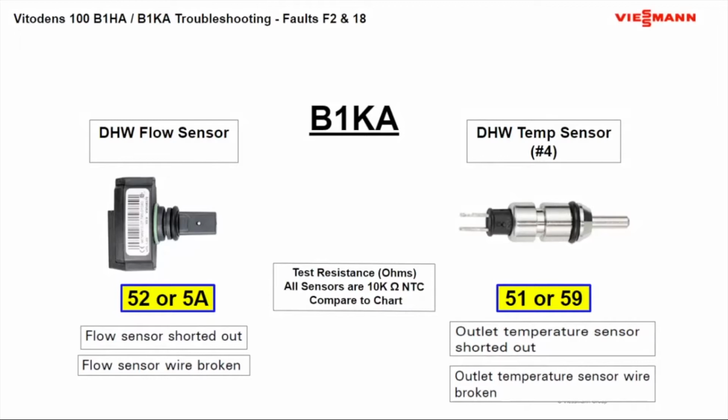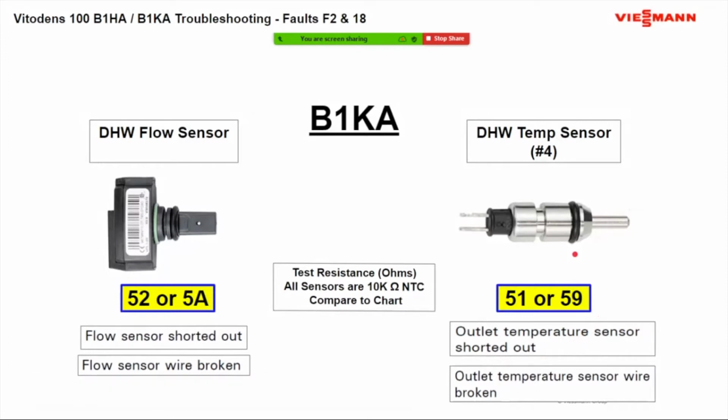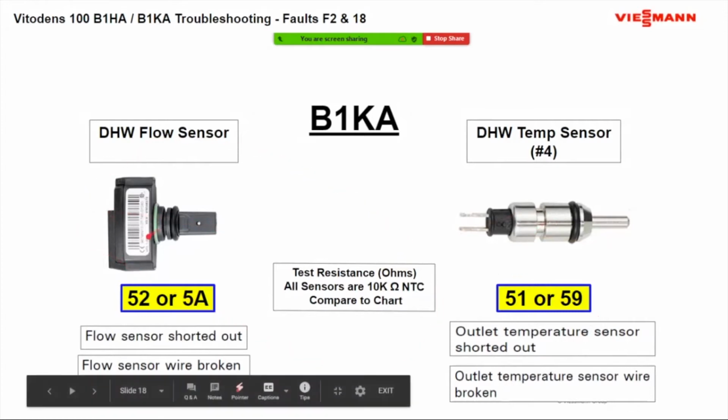On your KA model, you have either a flow sensor or your outlet sensor on it as well. Your outlet sensor is actually the same as your number 3 sensor. No difference at all, really. This is the same exact sensor. So if you kept one of those sensors on your truck, it would cover your number 4 sensor as well as your number 3 sensor. And this is, remember, only for the combi unit.